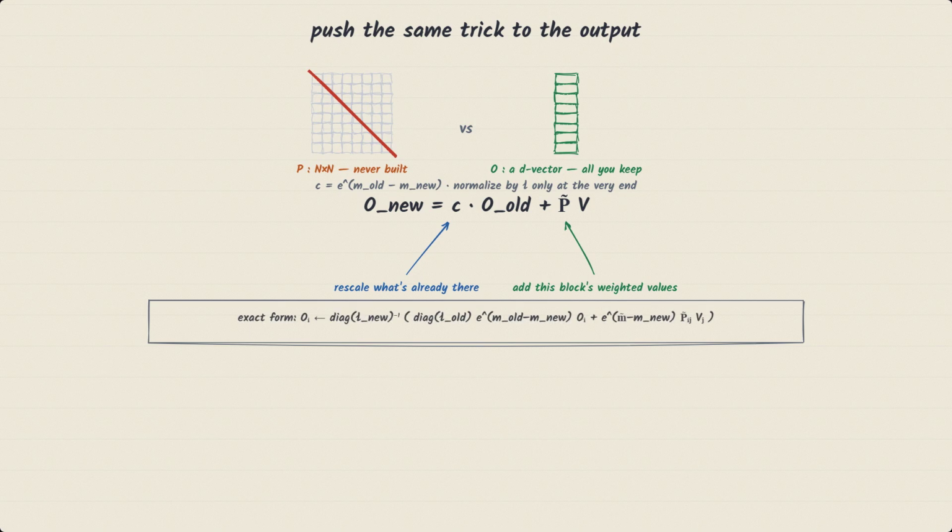And why is deferring that final division safe? Because the unnormalized output and the running sum scale together. The correction factor multiplies both, so one division at the very end recovers exactly the right weighted average. Keeping everything measured against the running max also means no intermediate value ever overflows.